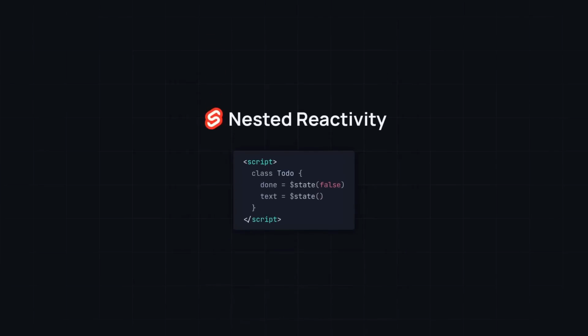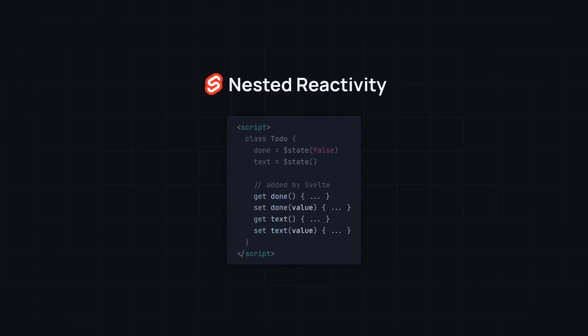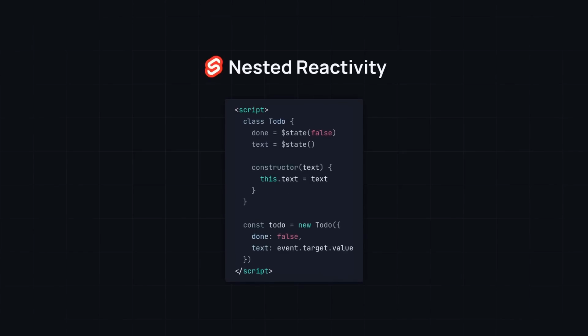Also, alternatively, you can use a class, because Svelte makes classes cool again. So if you're feeling classy, if you have a class here, you can define done and text fields, and Svelte is automatically going to turn them into getters and setters for you. So now this greatly improves the experience of using classes in Svelte 5.